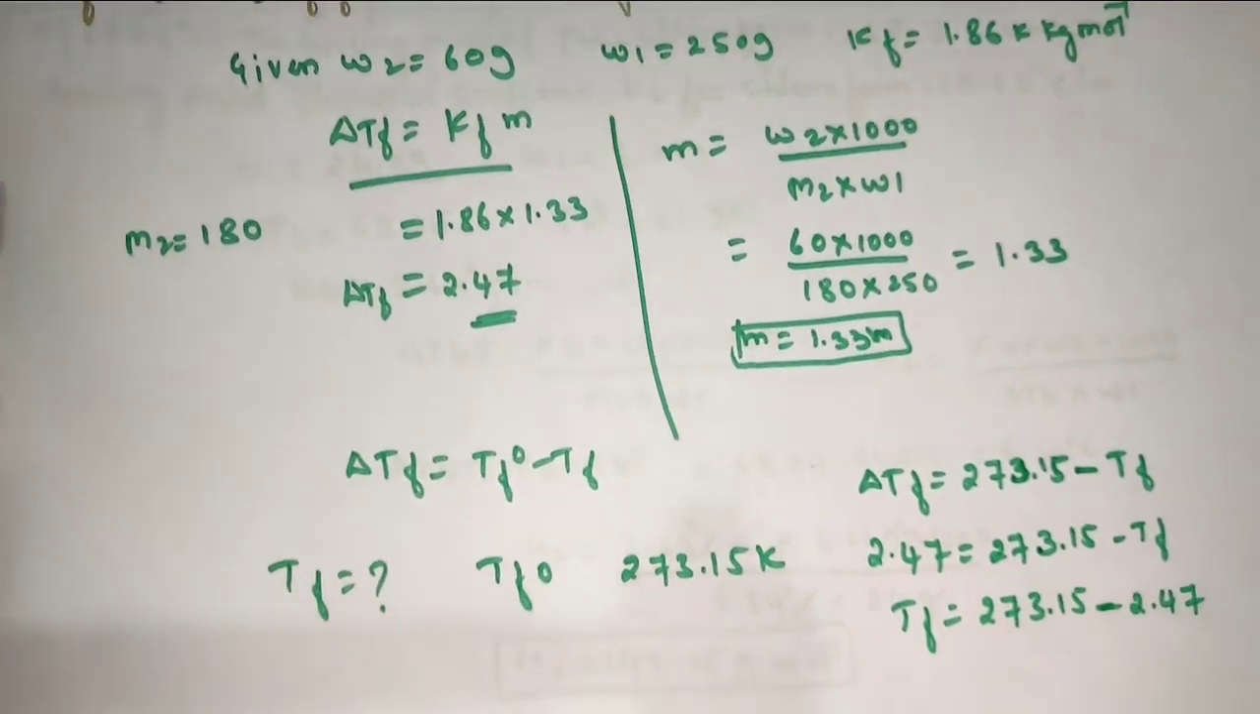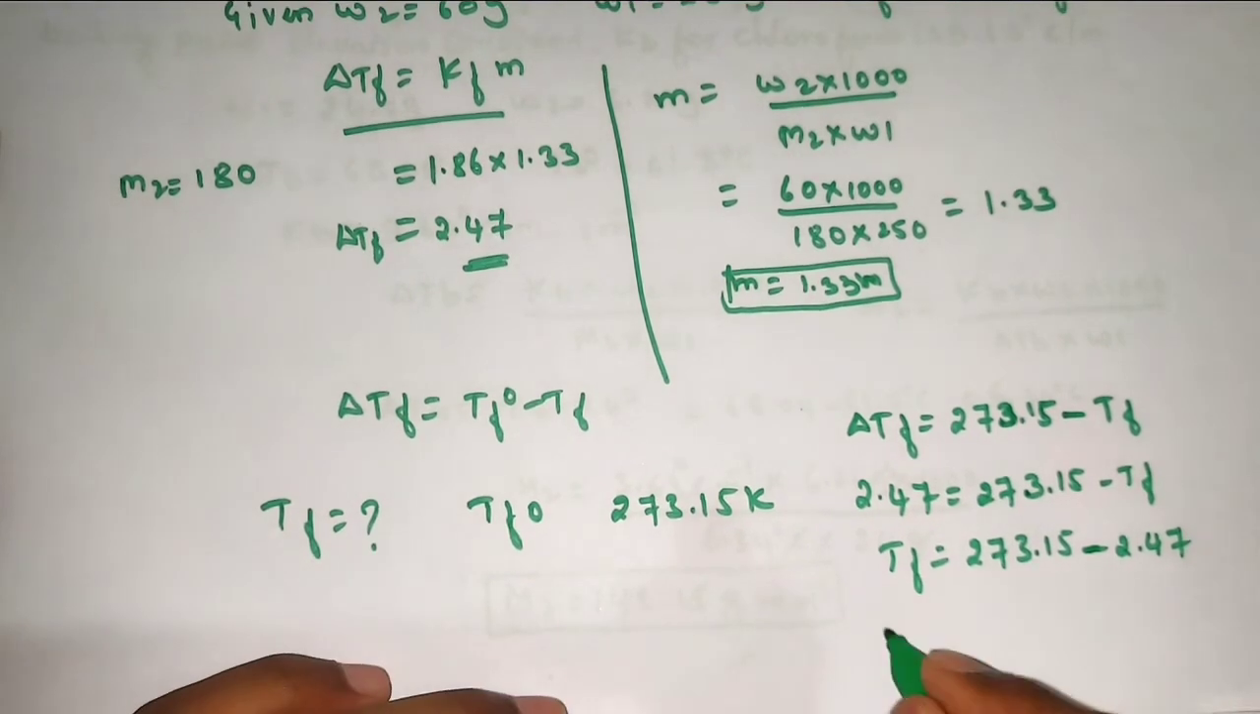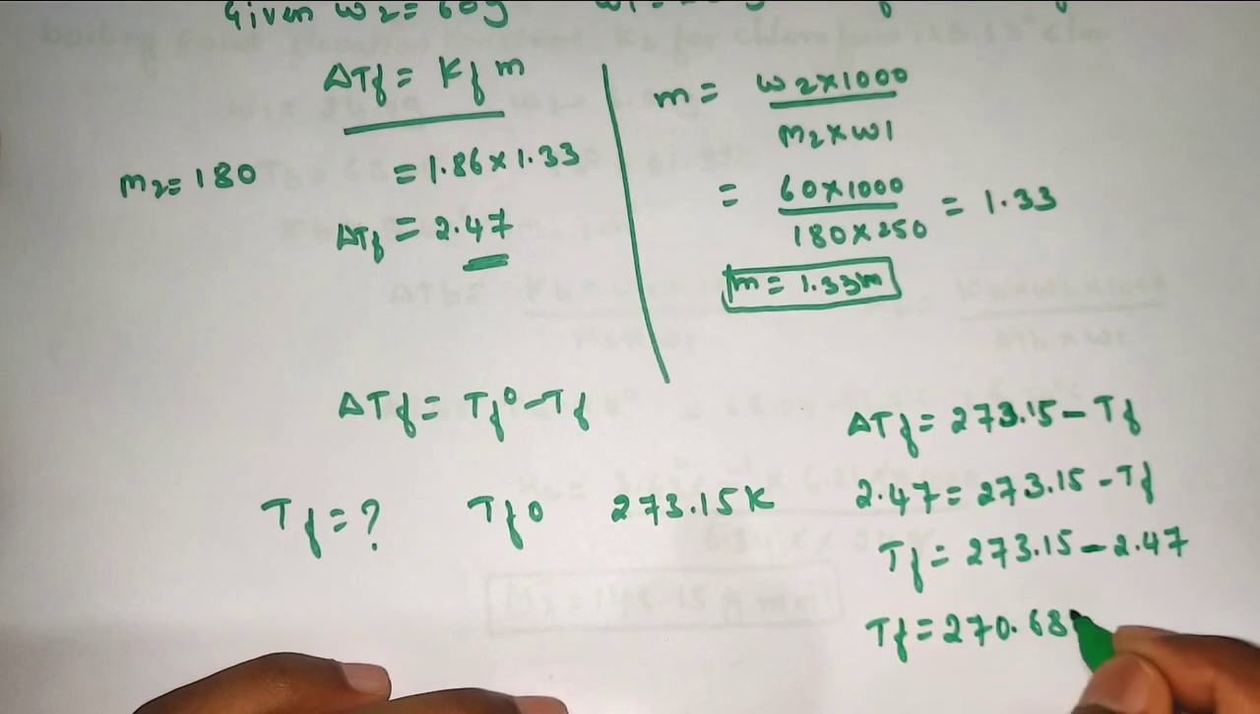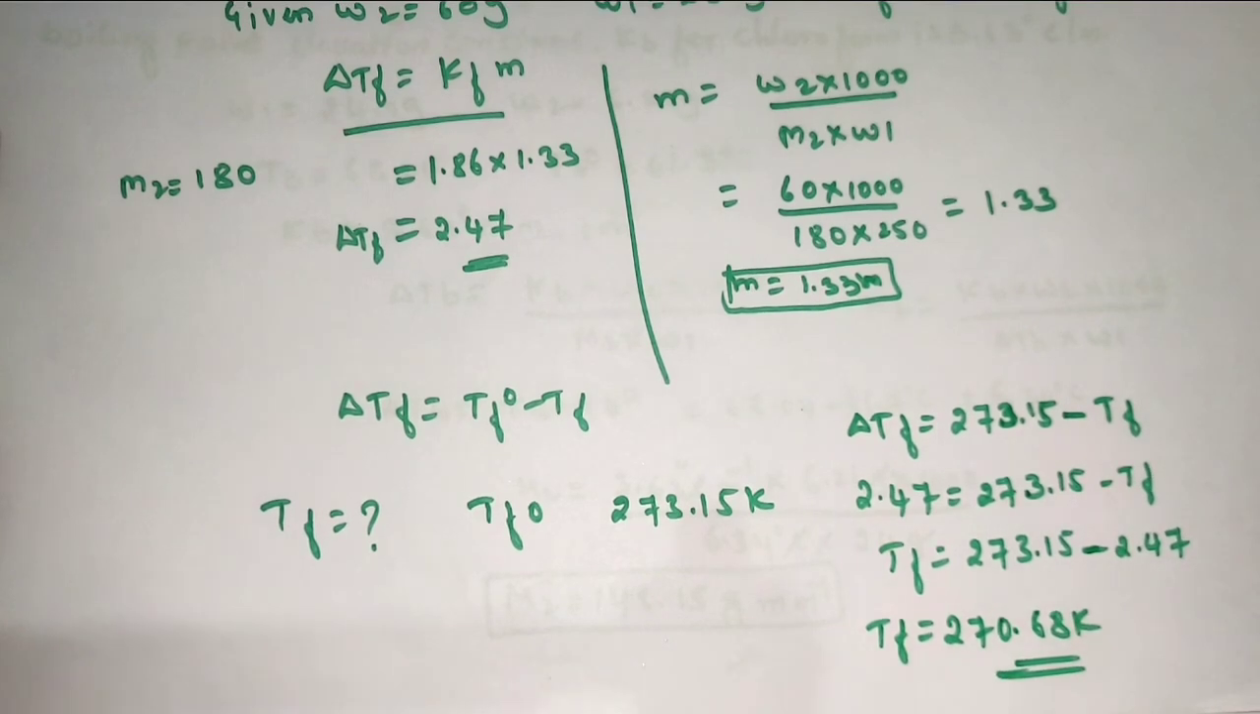How much will we get? What is the value we will be getting? That is Tf is equal to 270.68 Kelvin. What is this? This is the freezing point of a solution.